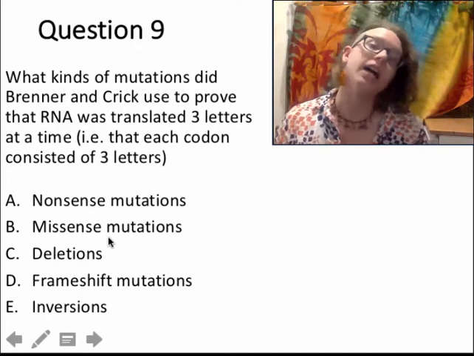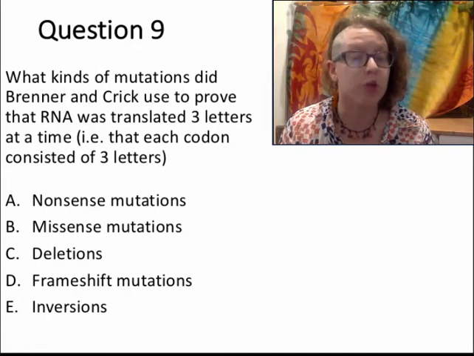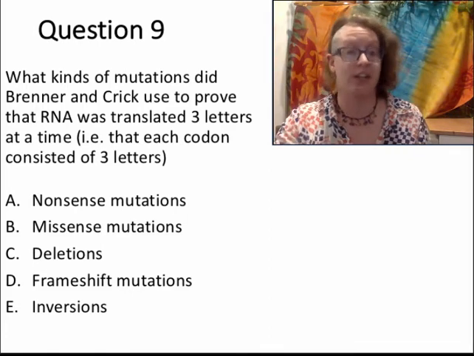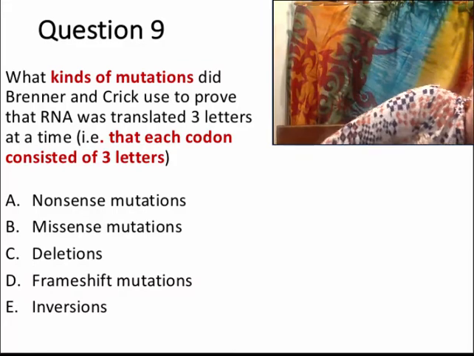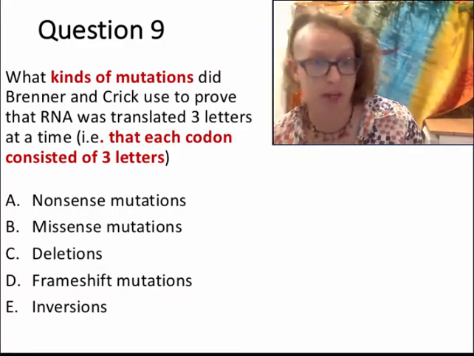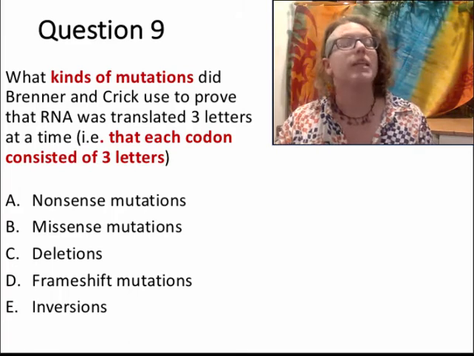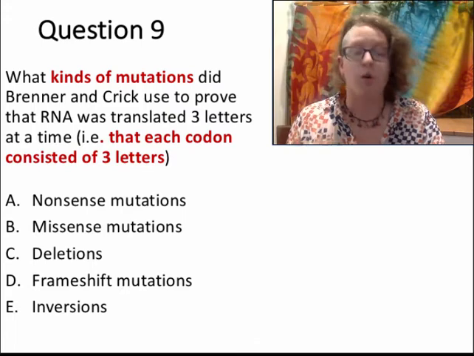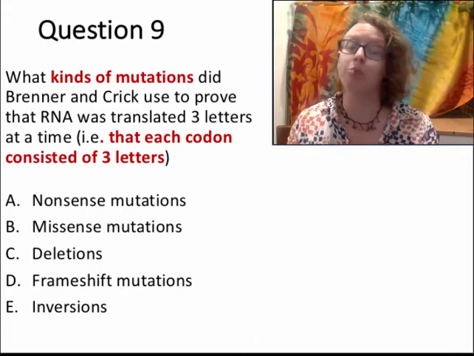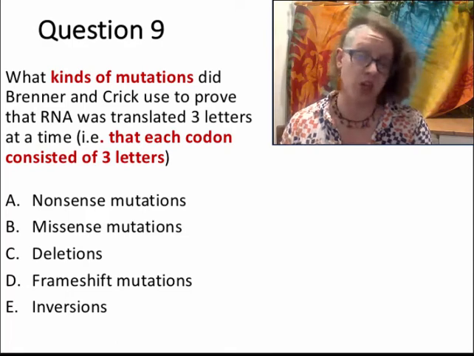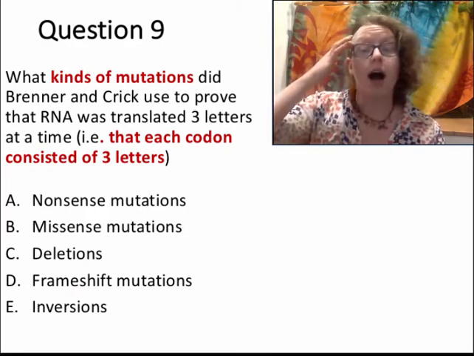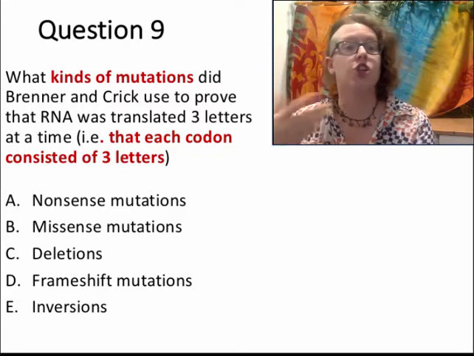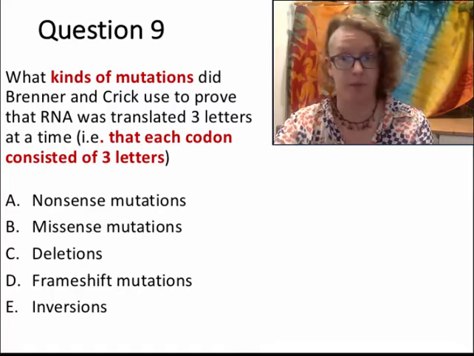Question 9. What kinds of mutations did Brenner and Crick use to prove that RNA was transcribed 3 letters at a time, i.e. that each codon consisted of 3 letters? So, even if you've completely forgotten about how Brenner and Crick did their experiment, or even who Brenner and Crick are, we can still use context to figure out the answer to this question. We're asking what types of mutations could be used to determine the nature of a codon. So, I am thinking, how do we mess up a codon? How do we affect change by changing a codon specifically?